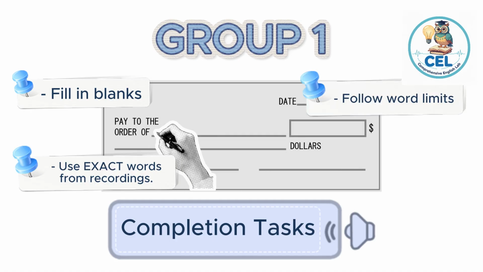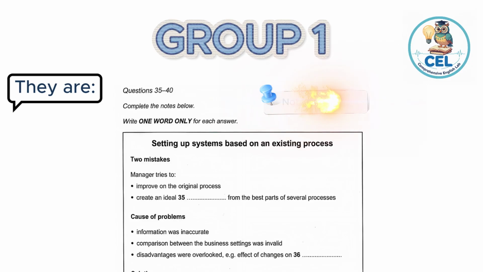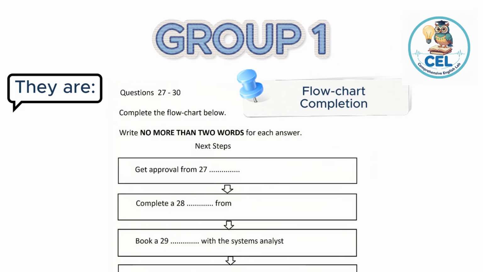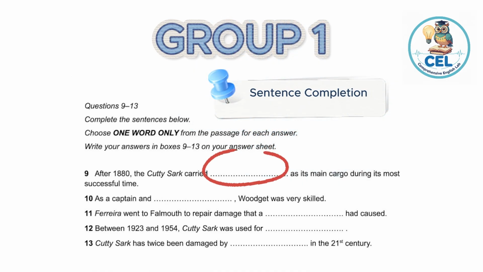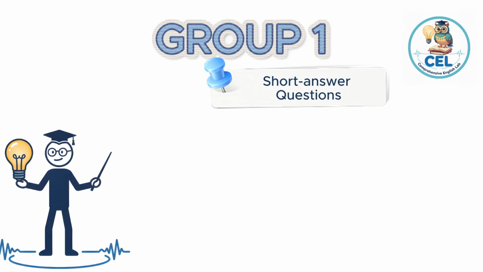recording. Follow the word limit, usually no more than 2-3 words and/or a number. Spelling must be perfect. The tasks are notes completion, table completion, flowchart completion. You complete notes, table or flowcharts with words from the audio. Sentence completion. You finish incomplete sentences with suitable words from the recording. Short answer questions. You answer questions with a limited number of words or numbers from the audio.